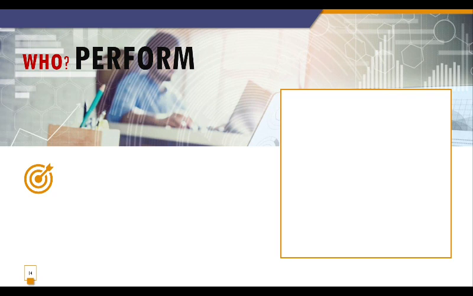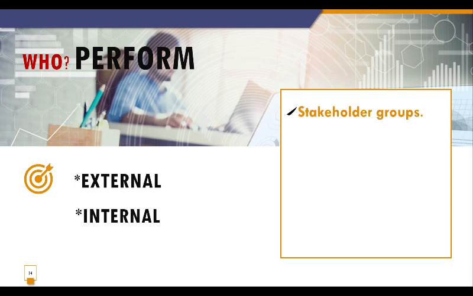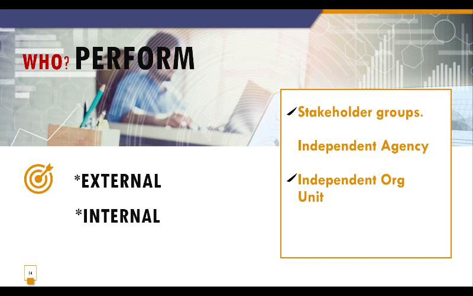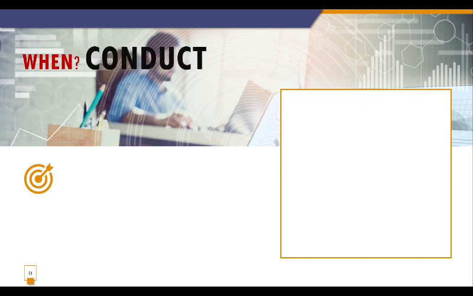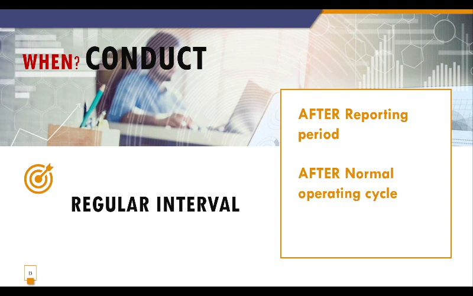Now, we are on the third W. Who should perform? It can be performed by external or internal entities. If it is external, it would be the stakeholder groups and independent agency, while internal, it would be an independent organization unit or part of the CSR committee function. Then, when should we conduct it? The timing should be at a regular interval after the reporting period, after the normal operating cycle, or as demanded.